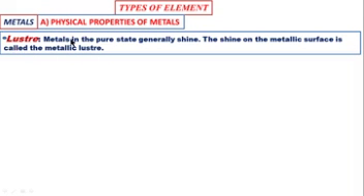Luster. Metals in the pure state generally shine. The shine on the metallic surface is called a metallic luster. For example, if you rub the surface of a metal like gold, it starts to shine. Another example, if you rub the surface of iron, it starts to shine. This is the property of metals.